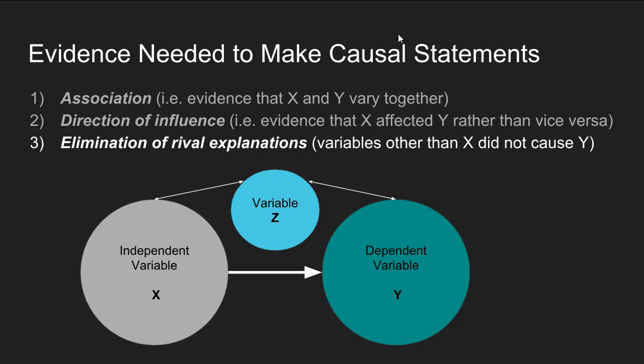Third, the researcher has to eliminate rival explanations. So the researcher has to make sure that variables other than X did not cause Y. One explanation for any observed relationship between two variables, in this case independent variable X and dependent variable Y, might be that both variables are correlated with some third factor or variable Z. This is referred to as a spurious relationship. And so the researcher has to make sure that the influence of independent variable X on dependent variable Y remains even after controlling and accounting for variable Z that is associated with the two factors.